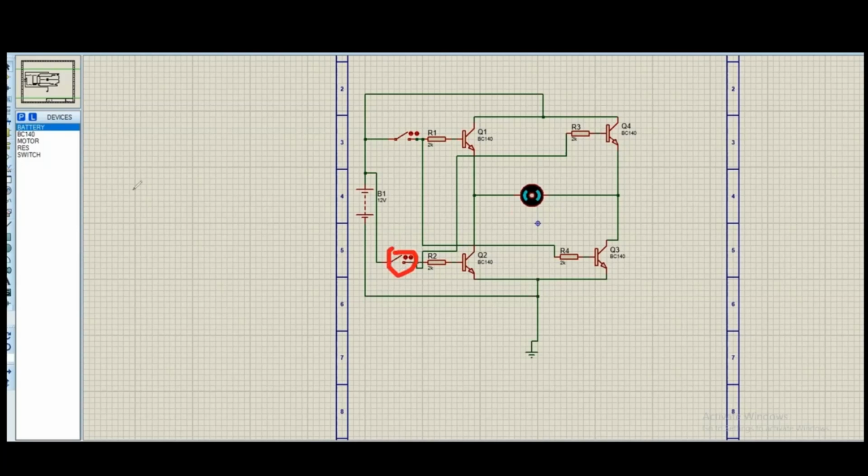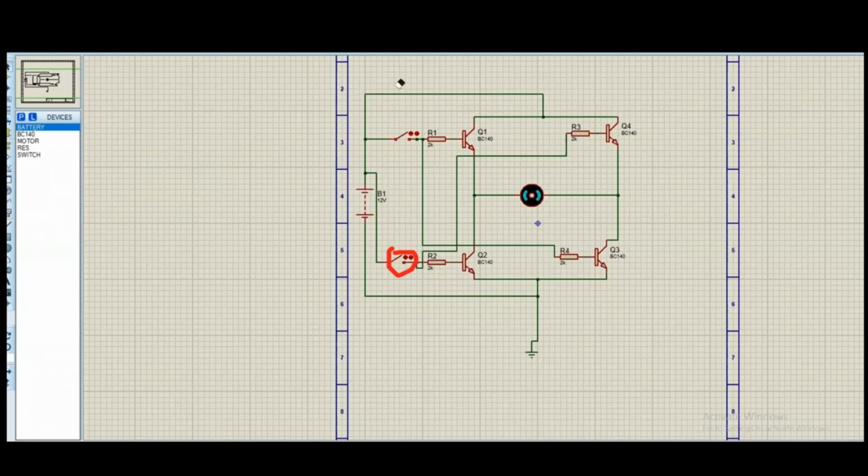Switches are used to make a connection between two separated circuits in this way. If we close this switch and connect it in this way, it will form a short circuit. But if it is open in this way, this will be considered an open circuit and no current will flow through it. This is the work of transistors.